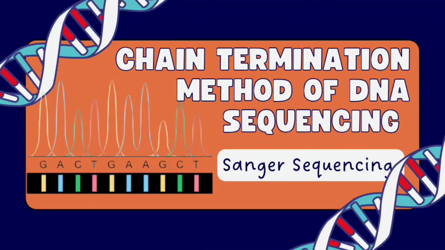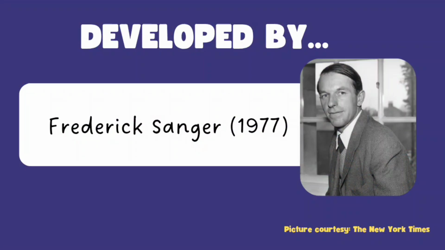Before today's advanced next-gen technologies, there was one revolutionary method that changed genetics forever: the Sanger sequencing. Developed by Frederick Sanger in 1977, this technique became the gold standard for reading DNA, unlocking the code of life, and even making the Human Genome Project possible.